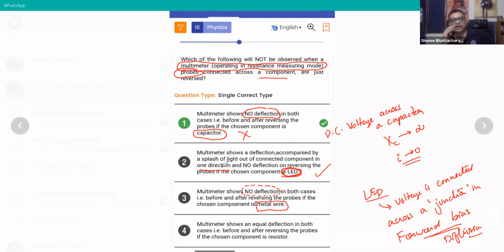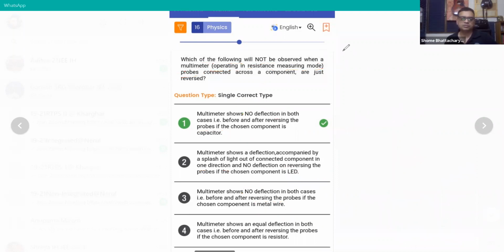Whereas a metallic component will have some non-zero resistance. We know that it's only superconductors which have zero resistance. So there will be some amount of resistance. So that's why this statement is also, in my opinion, not true. It should show a very small reading because the resistance will be very small. This is a bit of a tricky statement because no deflection means it's showing resistance equal to zero. But metallic conductors do show some resistance, though very minimal resistance.